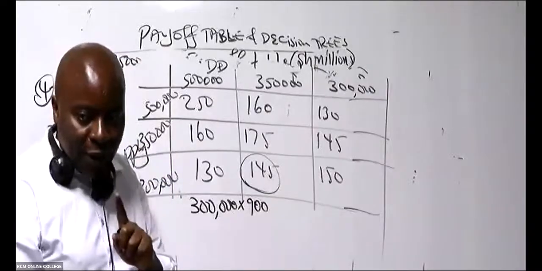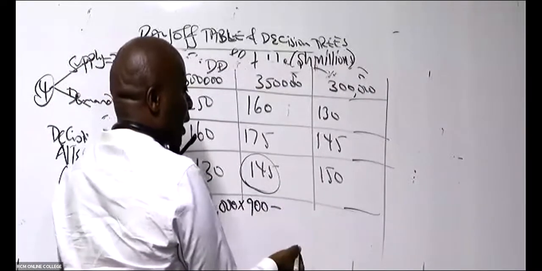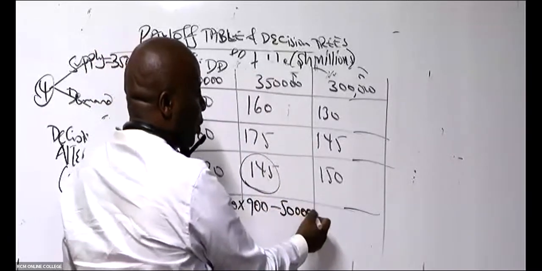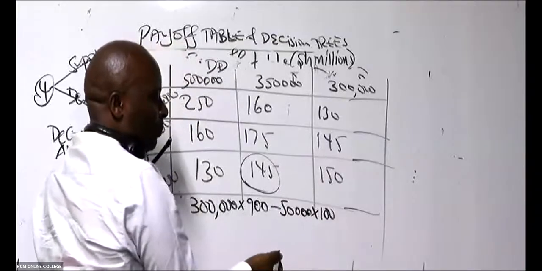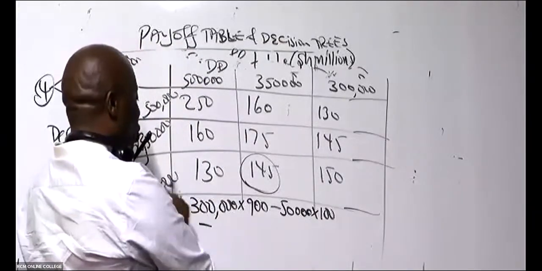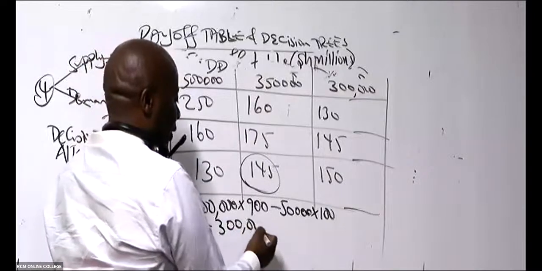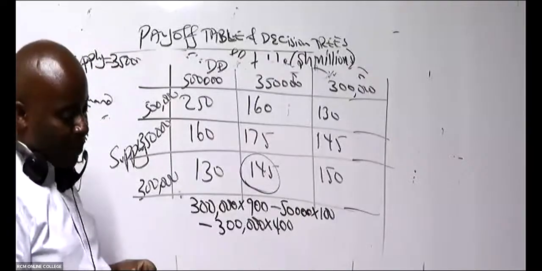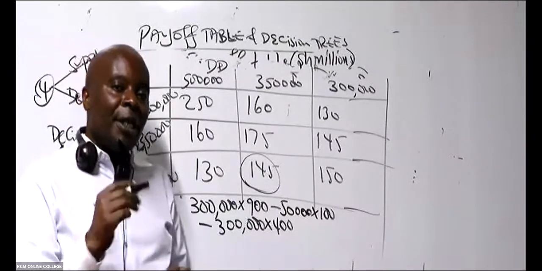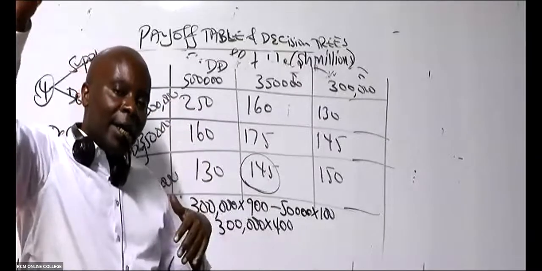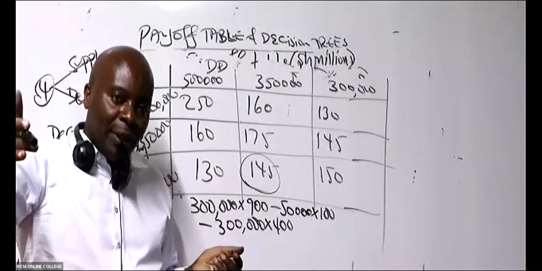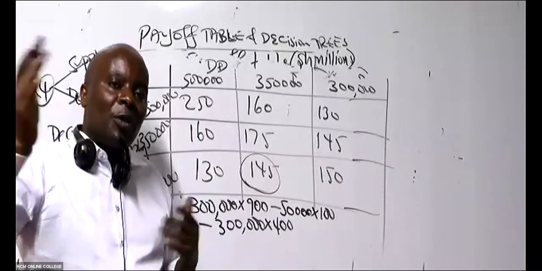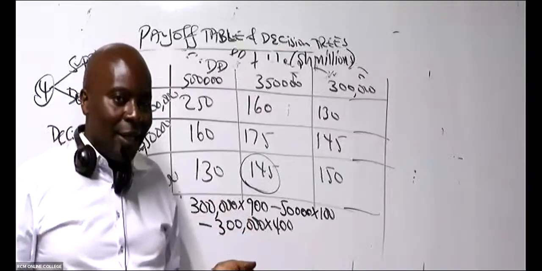But then we have 2 costs. The first cost will be the cost of disappointing customers. How many customers shall we disappoint? 50,000. And for each customer you disappoint, you're losing 100. Minus the total cost of supply. Total cost of supply is 300,000 times 400 for supplies. So long as you appreciate that when demand is higher, you are sending away customers, for every customer sent away, the company loses 100.